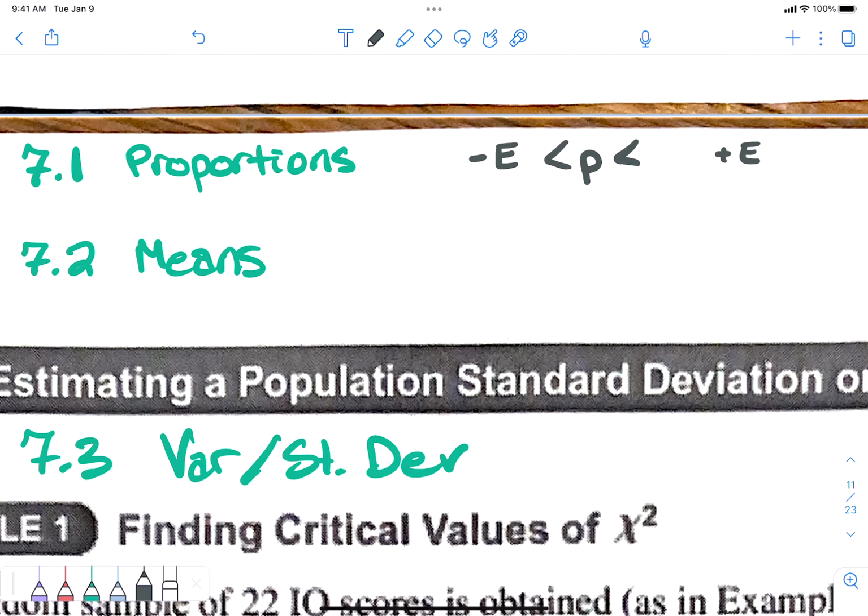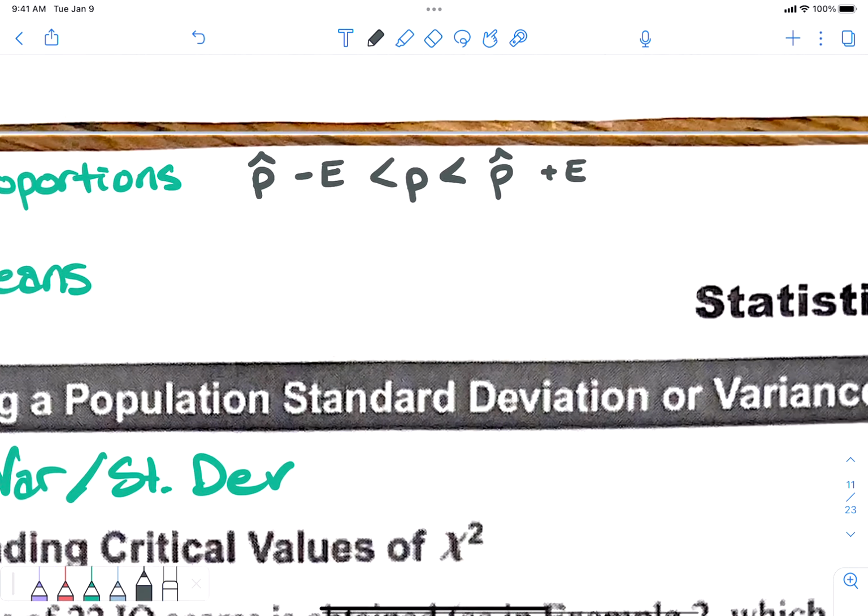Nope, mu is average. What's the other thing that we use for P? Nope, that's average. P hat. P hat is the sample P, right? This is the population P, sample P is P hat. So those are the symbols that we use.